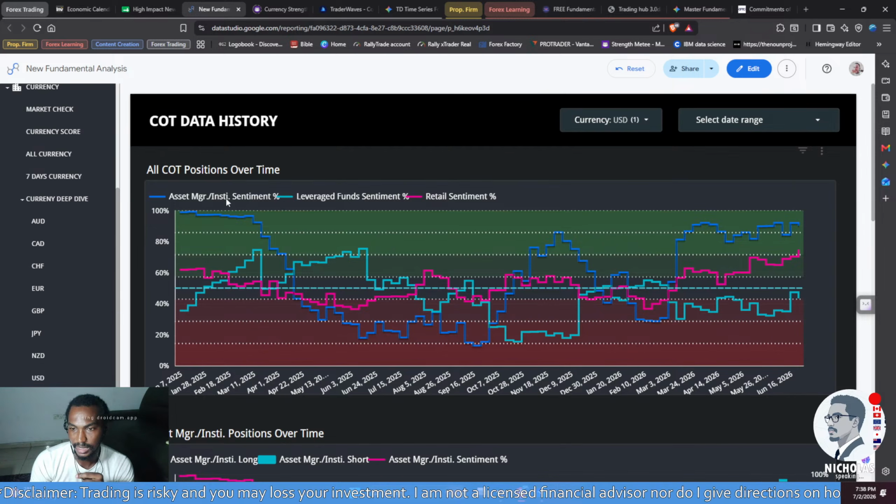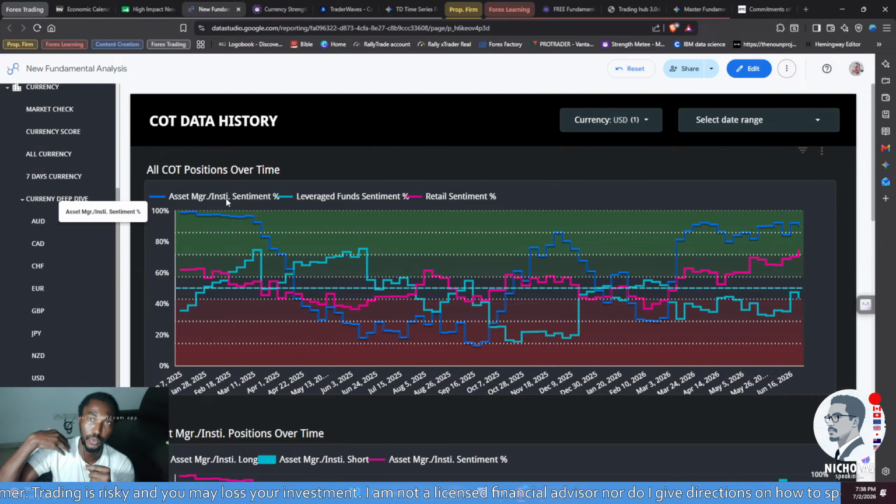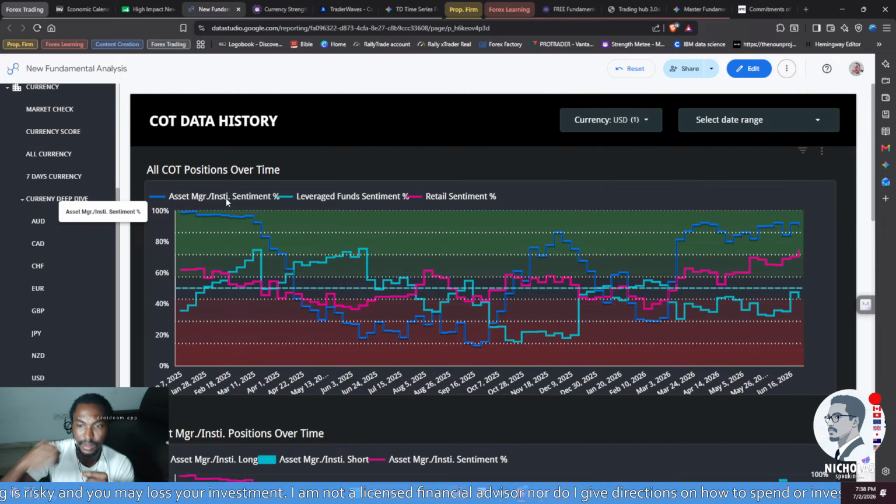Asset managers is the one in deep blue. These are institutions. People tell you to follow the institutions. I won't bash that yet. I won't tell you anything about that yet. Then there are leverage funds. These are certified traders, certified trading advisors, CTAs.